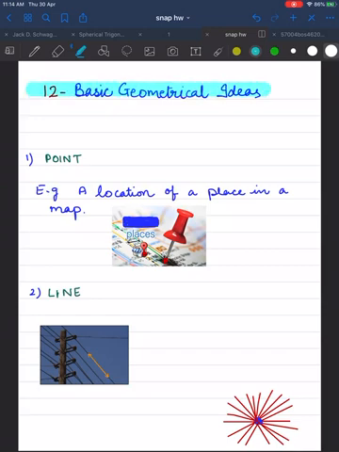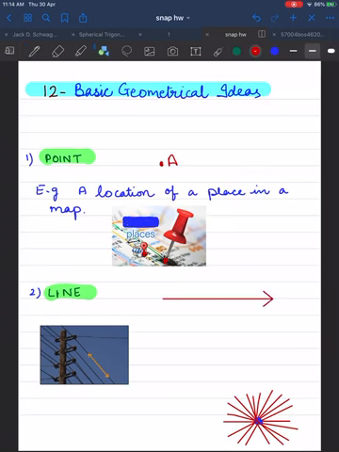Children, geometry is all about the variety of shapes you see all around in day-to-day life. Today we are going to start with Chapter 12, Basic Geometrical Ideas. A small dot gives an idea of a point. It shows only a location. It is denoted by any single capital letter. Example, if you want to show the location of a place on a map, you draw a point.